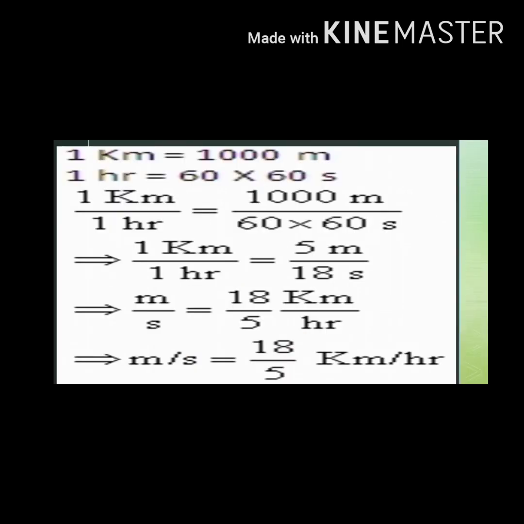Do you know how to convert kilometer per hour to meter per second? 1 kilometer equals 1000 meters and 1 hour equals 60 into 60 seconds. That is 1 kilometer per hour equals 1000 meter by 60 into 60 seconds or equals 5 meter by 18 seconds. So 1 kilometer per hour equals 5 by 18 meter per second or 1 meter per second equals 18 by 5 kilometer per hour.